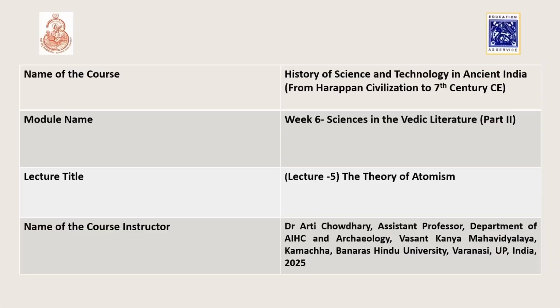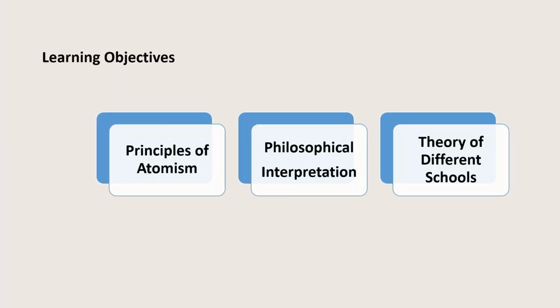Now we are going to discuss Module 6, Lecture 5. The title of Module 6 is Sciences in the Vedic Literature Part 2 and the title of Lecture 5 is The Theory of Atomism. In our last class we discussed the doctrine of 5 elements and now the theory of atomism. So let us start.